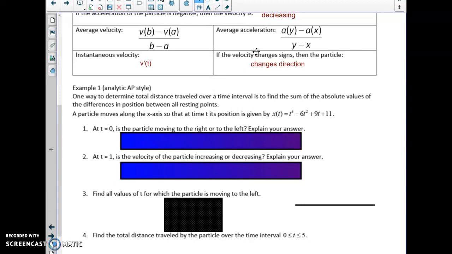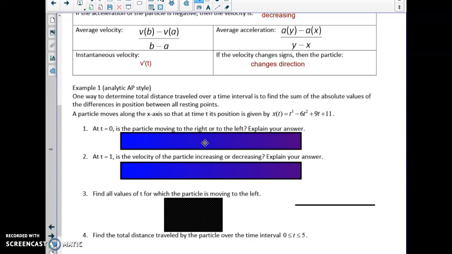Okay, so we have this particle, and its position is given by, notice it's x of t here, and it's given by this whole entire function. And we want to know at time equals 0, is the particle moving to the left or to the right? Well, we know that if the particle is moving to the right, then the velocity must be positive, and if it's moving to the left, then the velocity must be negative.